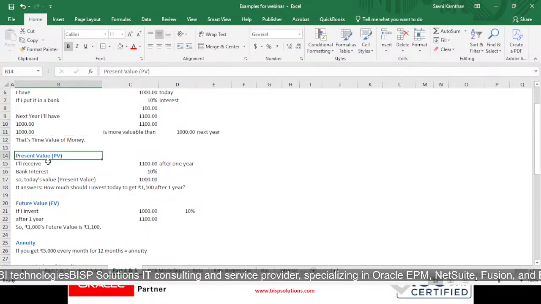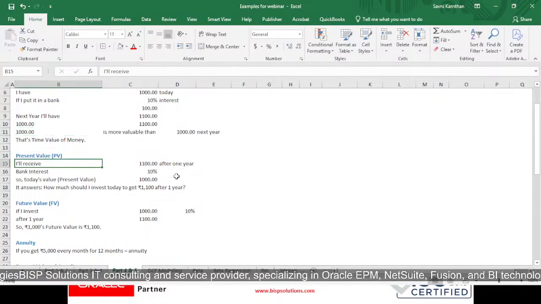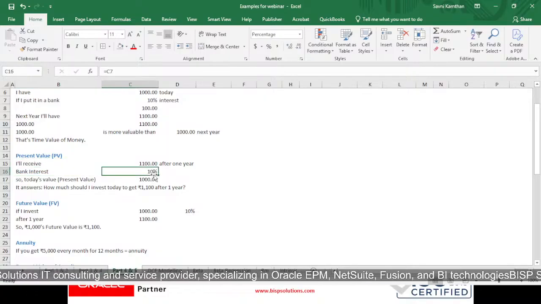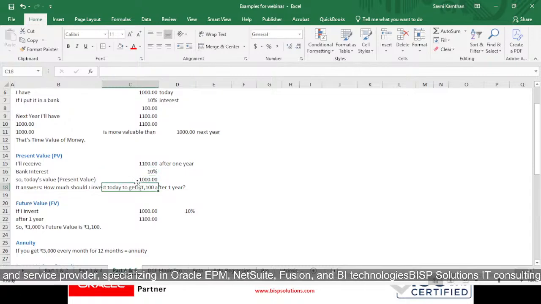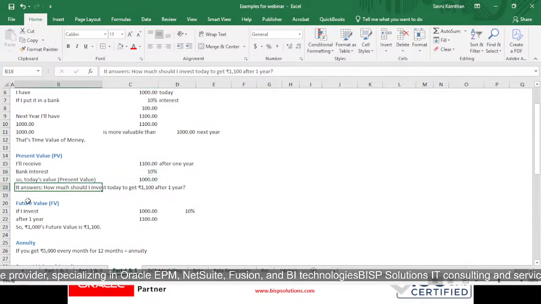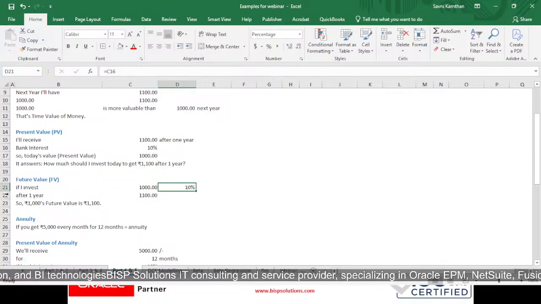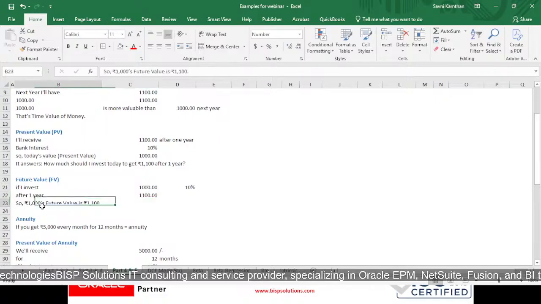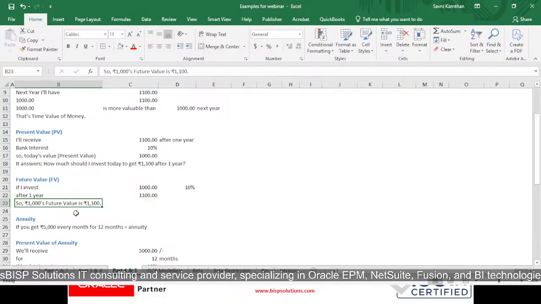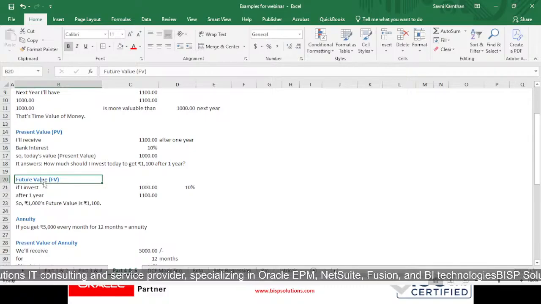Then comes present value, where I will receive 1100 rupees after 1 year. My bank interest is 10%, and today's value of money is 1000 rupees. So it answers how much I should invest today to get 1100 rupees after 1 year, right? Then comes future value, where if I invest 1000 rupees at 10% rate of interest, after 1 year I will get 1100 rupees. So my 1000 rupees has a future value of 1100 rupees. This is called future value, which is FV.